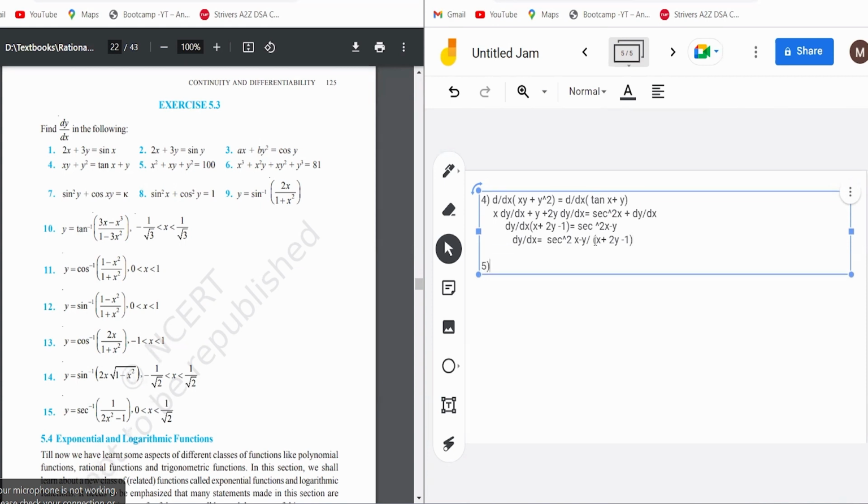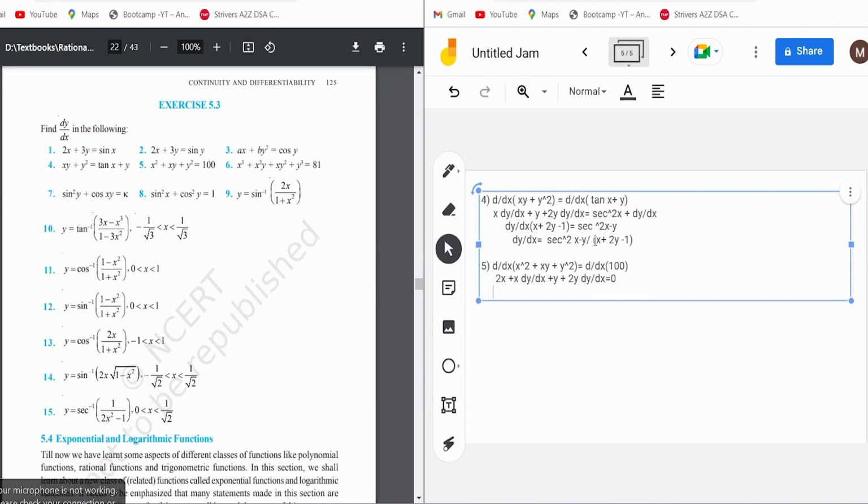So let's move to next question. Question number 5. Again same thing. d by dx of x square plus xy plus y square equal to d by dx of 100. Okay, so it would be just simple 2x plus xy का अपन ने ऊपर किया, it would be x times dy by dx plus y plus 2 y square क्या जाएगा, y square का जाएगा 2y dy by dx, equal to d by dx of 100 is 0.